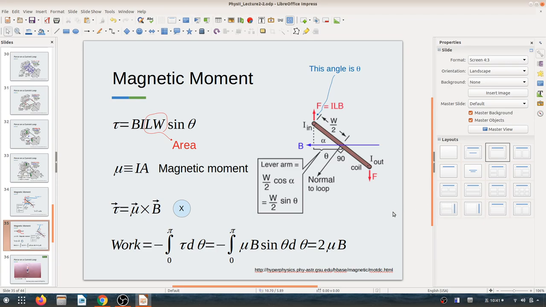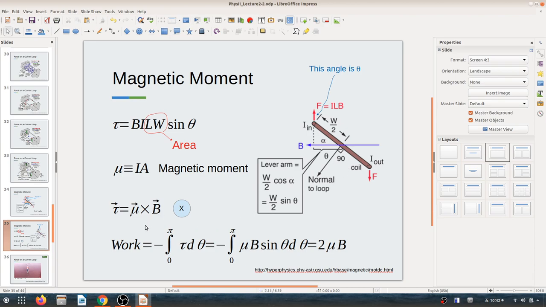And in some situation, like you need to calculate how much energy you should put into the electric motor to drive it working, then you have to calculate the mechanical work. This is the definition of the mechanical work for rotations. So we have the torque, and this is how much angle you have rotated, from 0 to pi, so this is from here to here, a half round of the rotation.